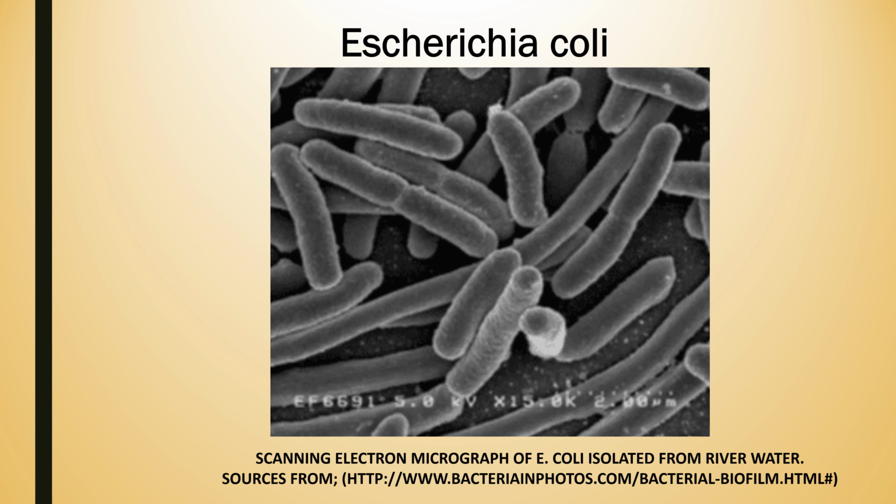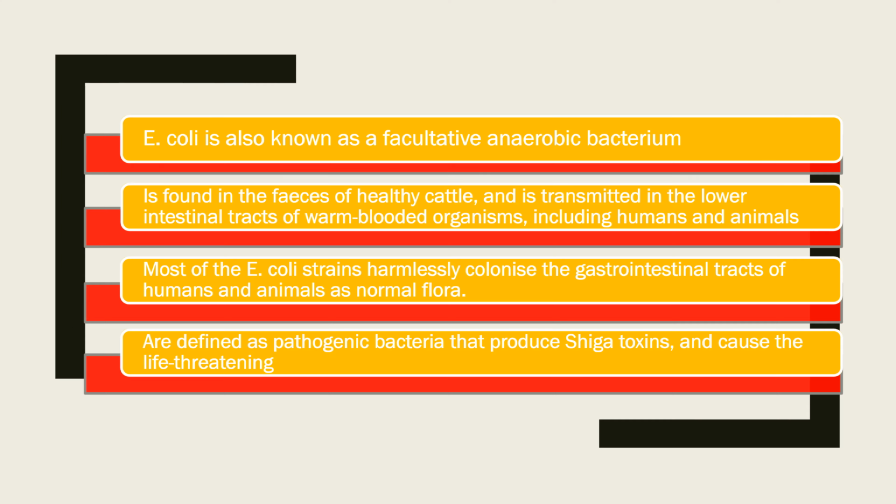This is E. coli. When we see it through the microscope, this is a scanning electron micrograph of E. coli isolated from river water. Okay, E. coli is also known as a facultative anaerobic bacterium. It is found in the feces of healthy cattle and is transmitted in the lower intestinal tracts of warm-blooded organisms, including humans and animals. Most E. coli strains are harmless and colonize the gastrointestinal tracts of humans and animals as normal flora, but some are defined as pathogenic bacteria that produce Shiga toxins and cause life-threatening illness.